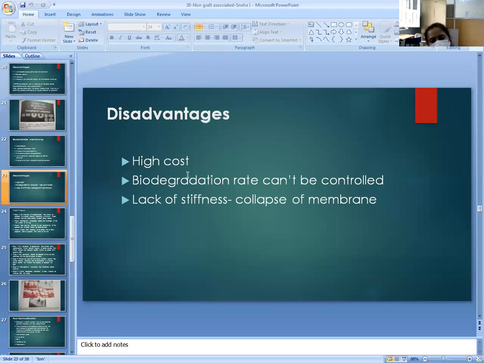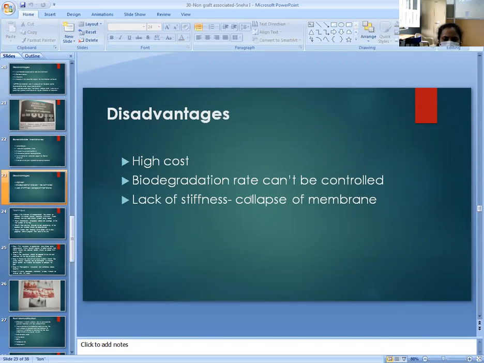Disadvantages of this are high cost, then the biodegradation rate can't be controlled because it sometimes gets resorbed faster. Lack of stiffness, because there is no titanium incorporated in it, so it may collapse, and wound protection will not be very proper.